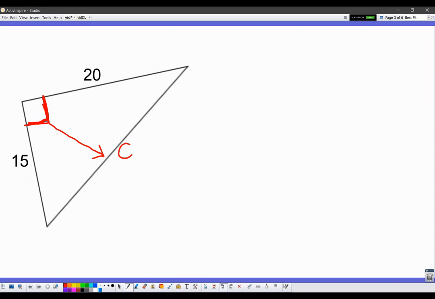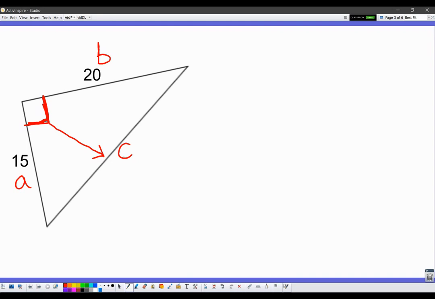But just to stay consistent, we want to try to keep A with the shorter leg, and the longer leg being B. So since 15 is smaller than 20, I'll let 15 be A, and 20 will be B. That way A is the shorter leg, B is the longer one. Cool. So now I have everything labeled, and I know I'm looking for C.